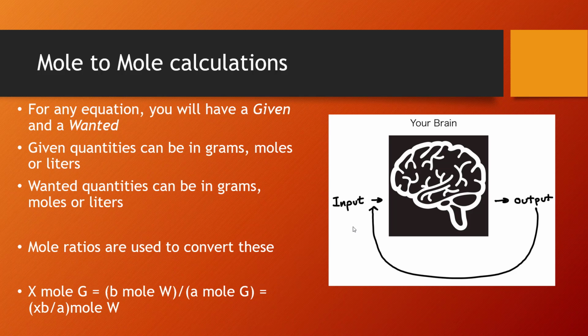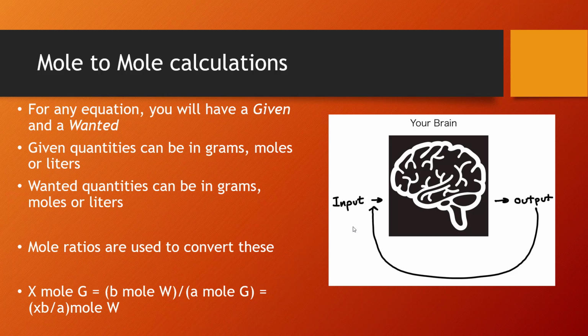And now for any equation, and you're going to want to write this down because PowerPoint and Camtasia are a little clunky when writing equations, you're going to have a given and a wanted. Now those given quantities can be in grams, they can be in moles, they can be in liters, they can be in molecules. Anything that can be converted into a mole is what you can be given. Now if you're lucky, they just give you moles. Your wanted quantities can likewise be in every different type of grams, moles, or liters. And you're using molar ratios to convert these.